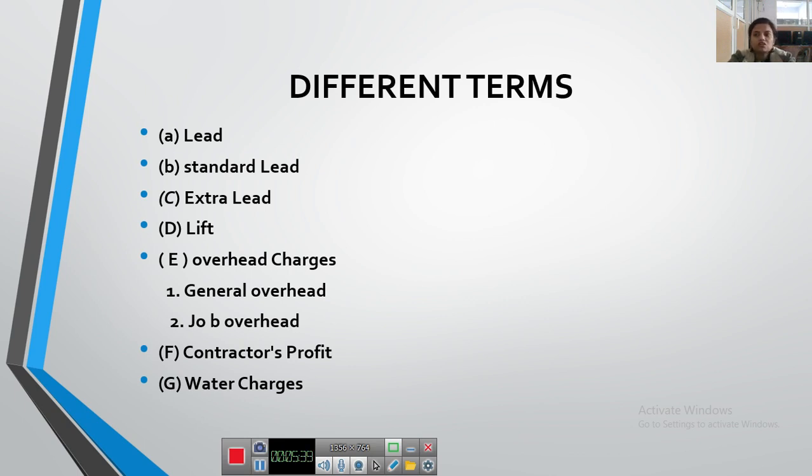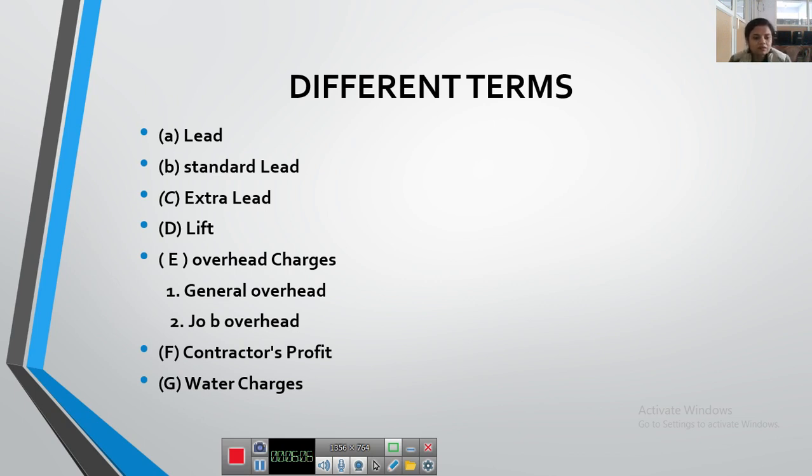If your staff is traveling from a far distance to the site, you have to pay traveling expenses also, so that will also be included in your general overhead. Then taxes and telephone bills of the office. So these are all the charges incurred in general overhead. Getting it? Now the other part is job overhead.